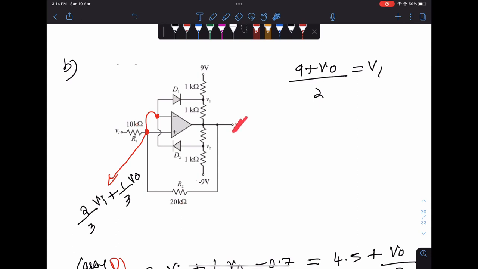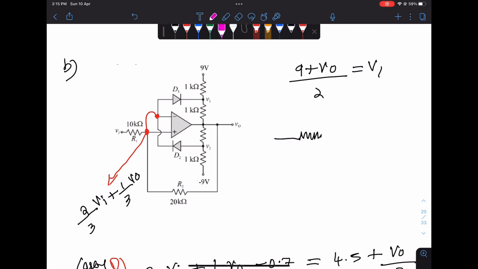So you can use either superposition theorem or the current method. There is negative feedback from this op amp, so Vin will be equal to V positive. You can apply that condition, Vin equal to Vp, and just apply the condition for diode switching. Vp is nothing but 2 by 3 Vi plus 1 by 3 V0, and that same voltage will be available at the negative terminal of the op amp.